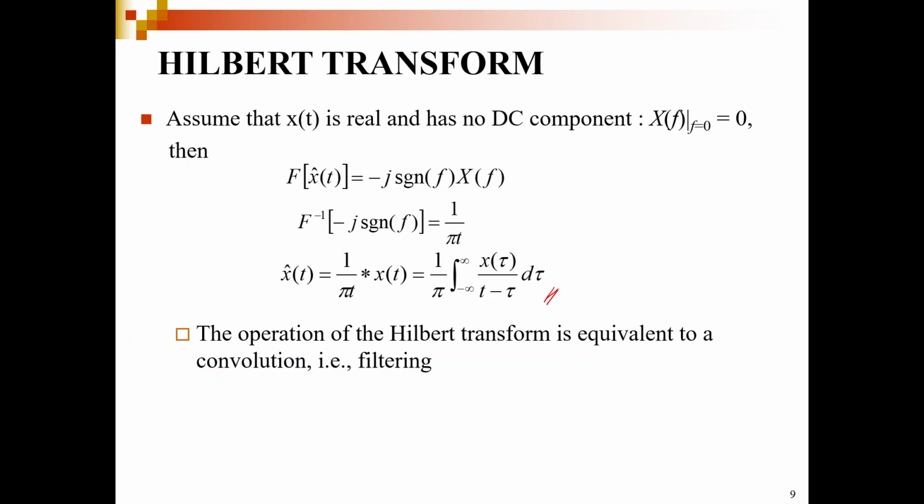Assume that x of t has no DC component. In that case, the Fourier representation of the Hilbert transformed signal x cap of t can be written as minus j into signum of f into x of f. We know that the inverse Fourier transform of minus j into signum of f is equal to 1 by pi t. Therefore, x cap of t is equal to 1 by pi t convolved with x of t. So this is the Hilbert transform. This is written all over again.